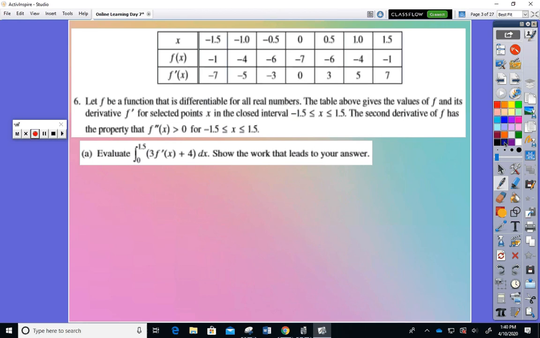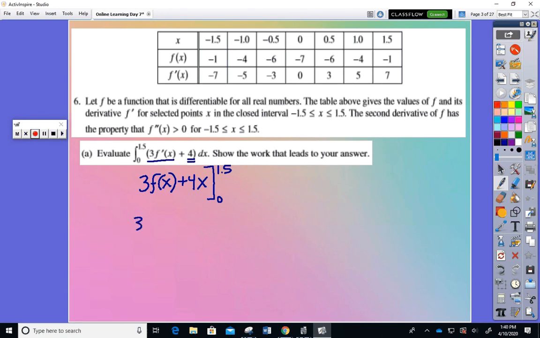So remember, if I want to evaluate a definite integral, I need to do antiderivatives. Well, guys, what is the antiderivative of 3f prime? Would you recognize that it's 3f? And then what's the antiderivative of 4? 4x. And I need to take that from 0 to 1.5. So now let's see how this is going to play out for us.